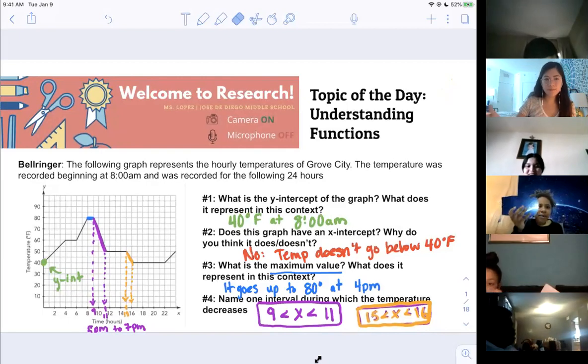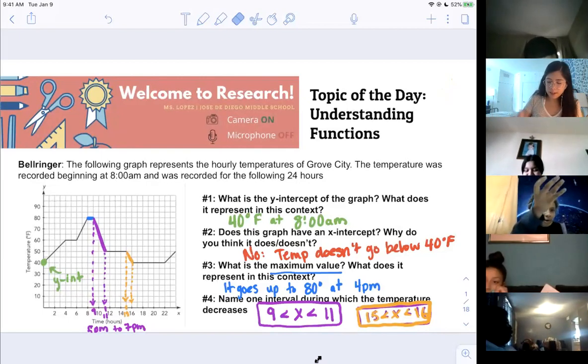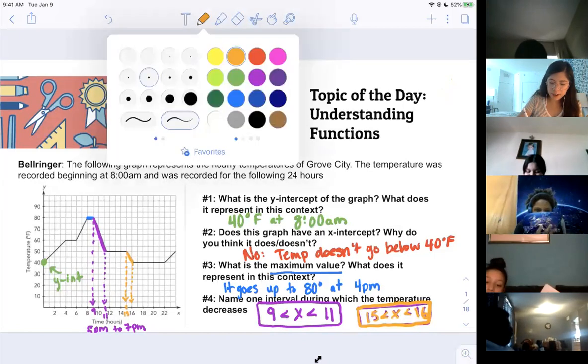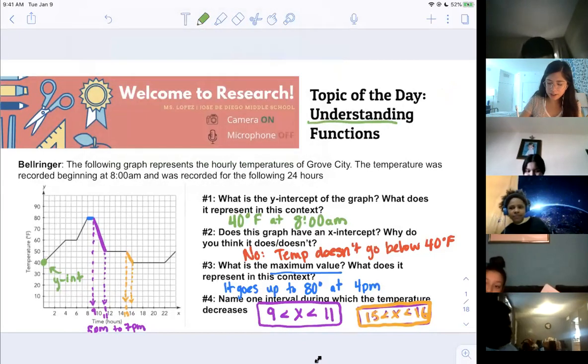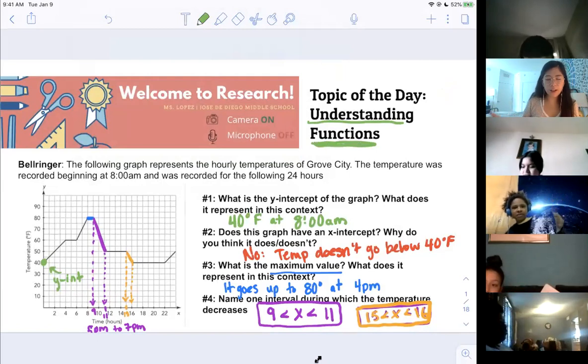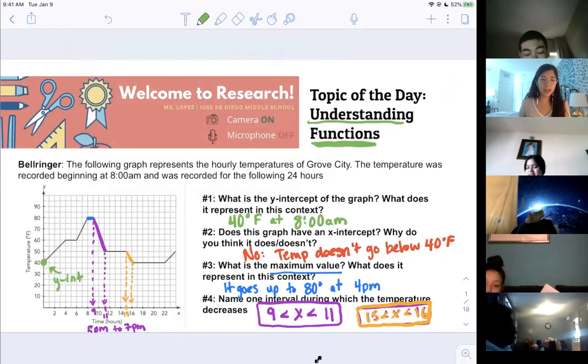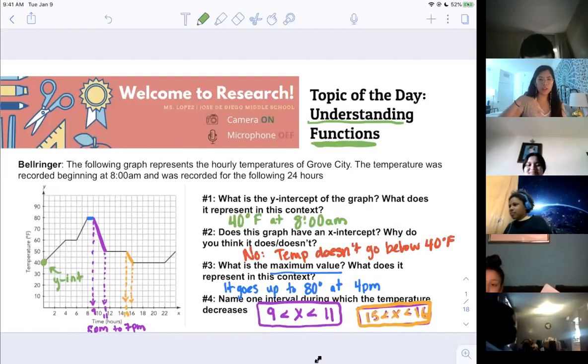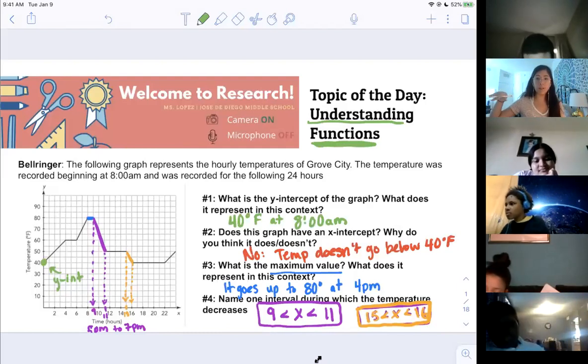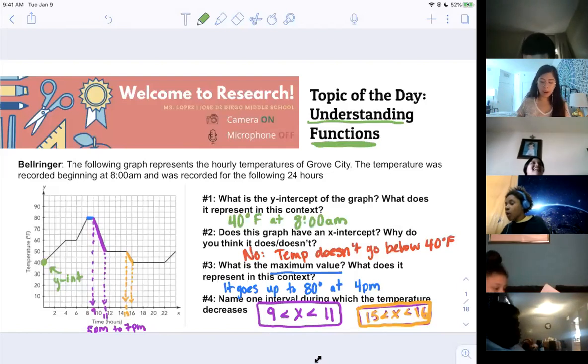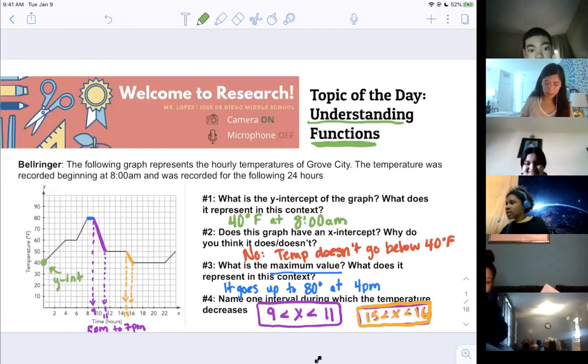No? Cool. All right, so next up for today, our topic of the day is understanding functions. You're going to write down the definition in a little while, but functions are a special type of graph. We've been looking at graphs, at relationships, and graphing those relationships and kind of telling a story through a graph. Well, now we're going to talk about a very specific type of graph, which is going to be our functions.